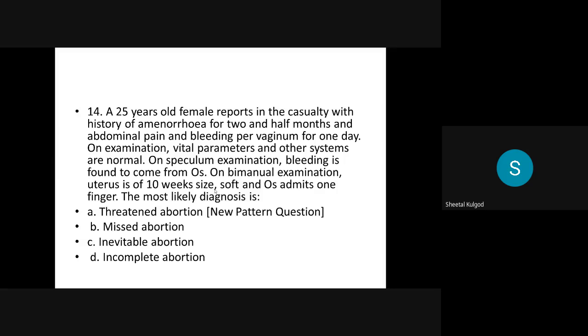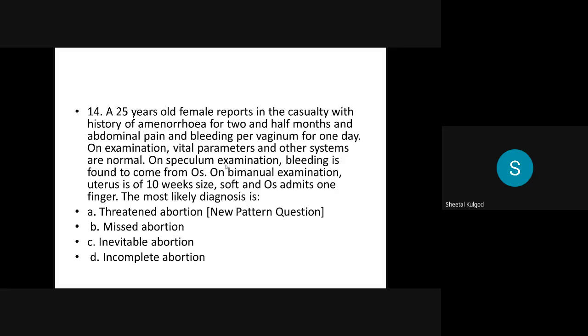So next question is also similar. It's based on the same kind of situation. Now I'll read it out. A 25 years old female reports in the casualty with history of amenorrhea for 2.5 months and abdominal pain and bleeding per vaginum for 1 day.